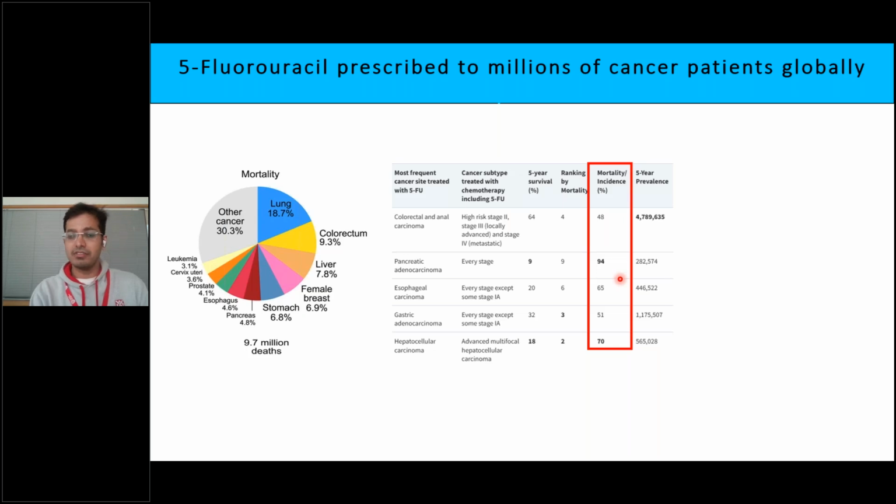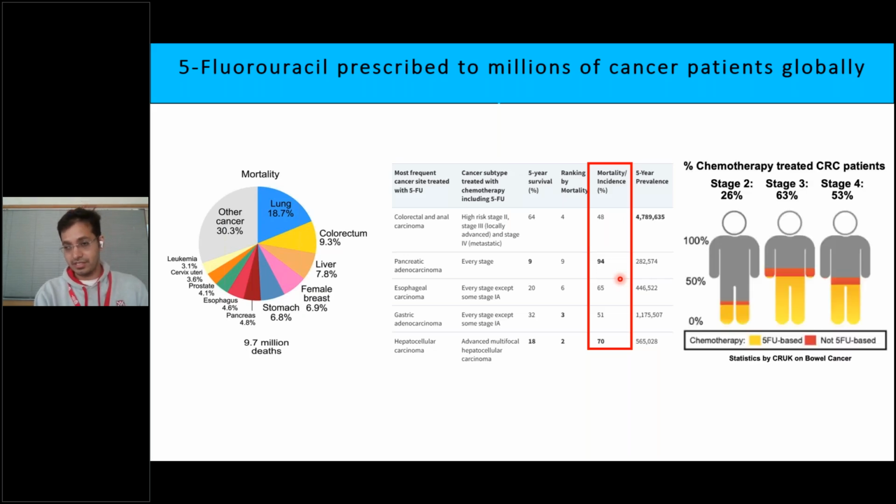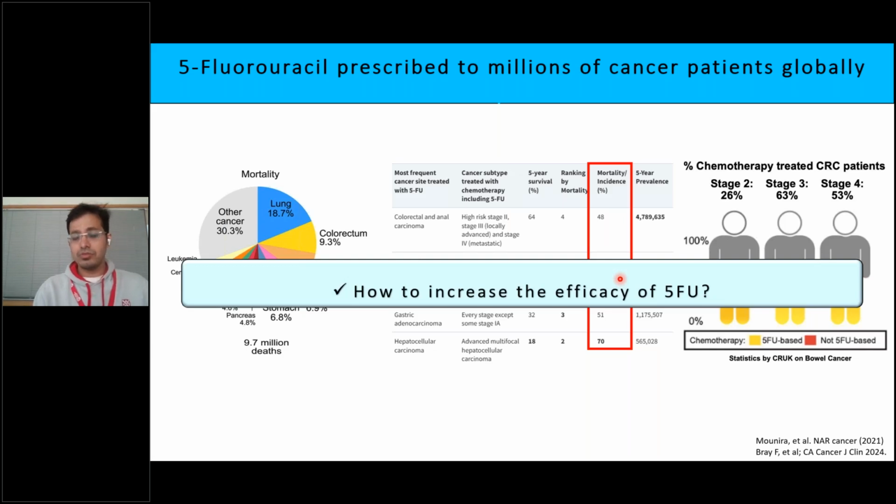So we checked the mortality rates of different cancers, and colorectal cancer is one of the cancers with the highest mortality around the globe. One of the reasons is 5-FU anti-cancer drug resistance. And the majority of chemotherapy for colorectal cancer patients is based on 5-FU, as you can see with the data. So we posed the question: how could we increase the efficacy of 5-FU such that the anti-cancer treatment can be better?